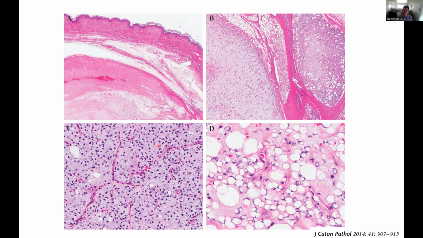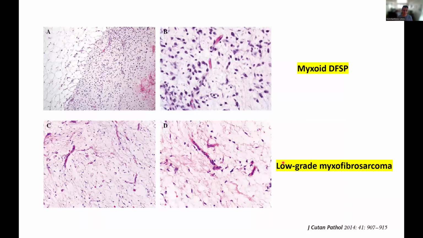They're composed of these small hyperchromatic cells with very delicate capillaries, the so-called chicken wire capillary. And in some areas of the tumors, there was lipoblastic differentiation, but this is not that common.